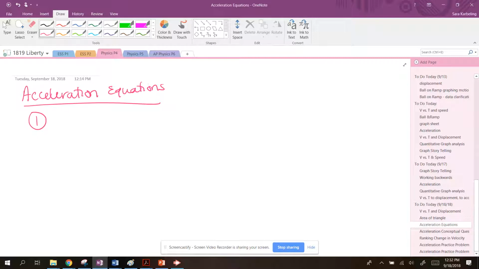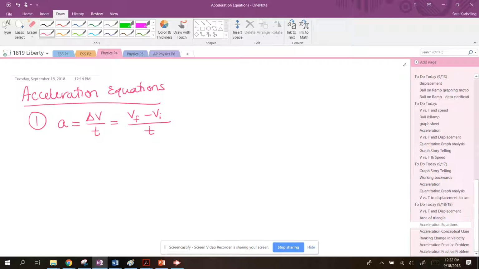You figured it out a couple days ago. We just didn't write it down. We wrote it as a equals delta v over t. What does delta mean? It means change. Delta x is change in position. So the delta means the change between the final and the initial. So v final minus v initial, and then I'm going to divide by time.